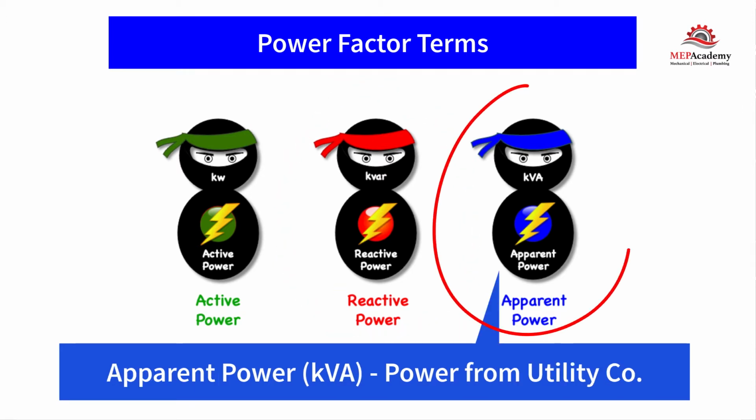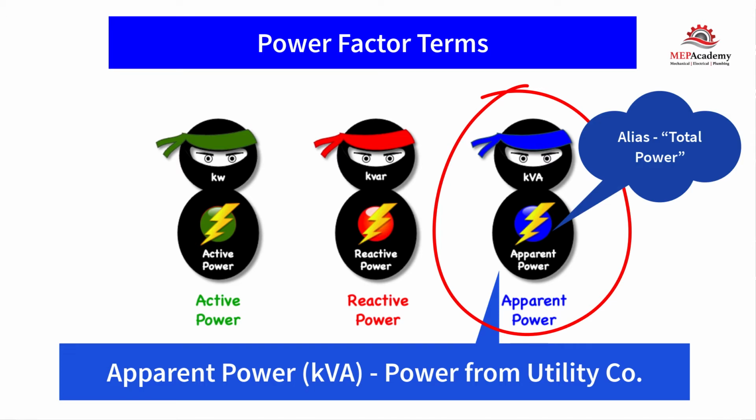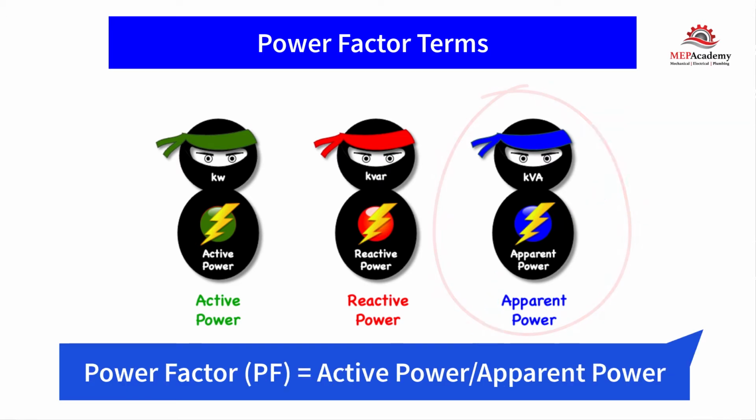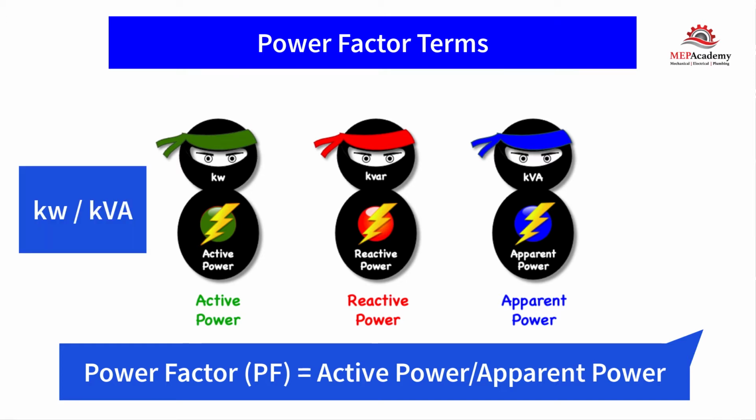Number three, we have apparent power in kVA, which is a result of the mix of the first two types of power. The larger the reactive power, the greater the apparent power. We'll explain all these terms in greater detail. Aliases: total power. Number four is the power factor, which is derived by dividing the active power by the apparent power. kW divided by kVA.